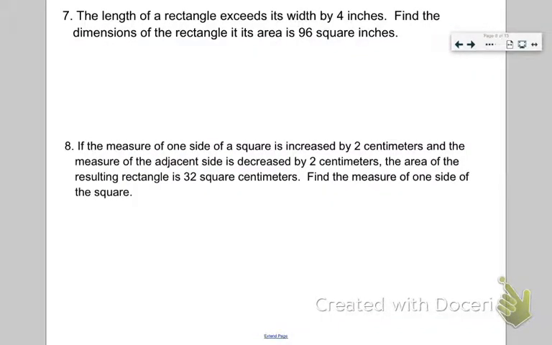Alright, only a few more. So the length of a rectangle exceeds its width by 4 inches. Find the dimension of the rectangle if its area is 96 square inches. It's going to be like number 5. So let's go ahead and draw our rectangle.